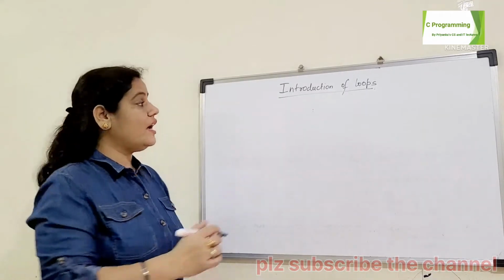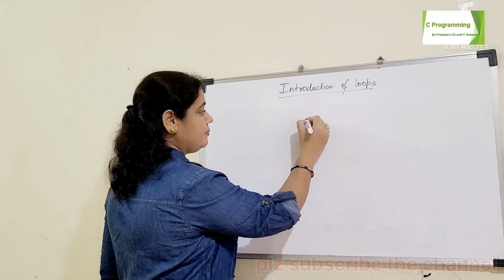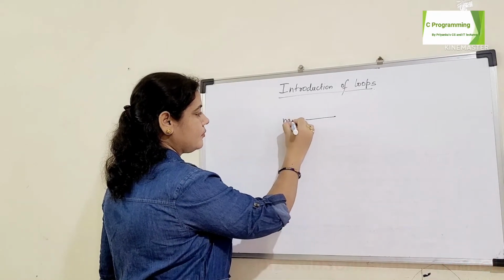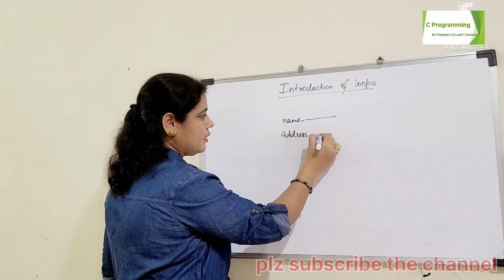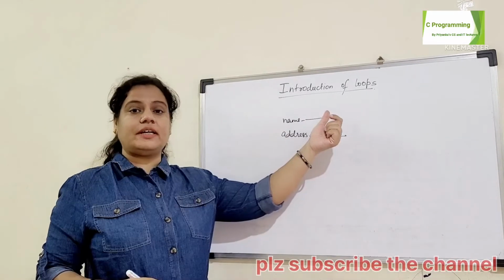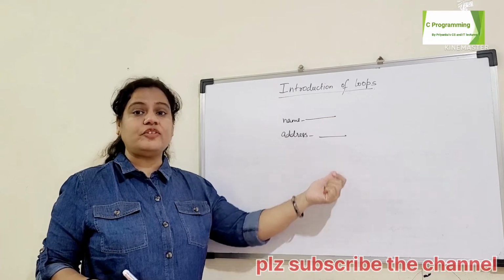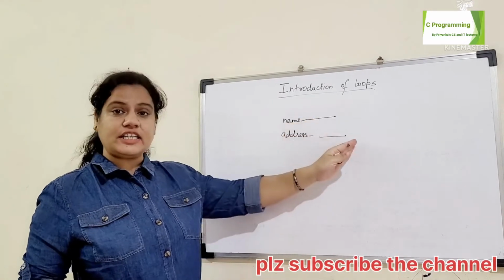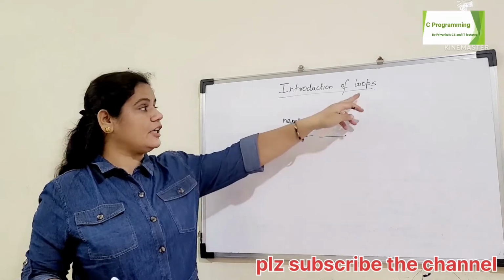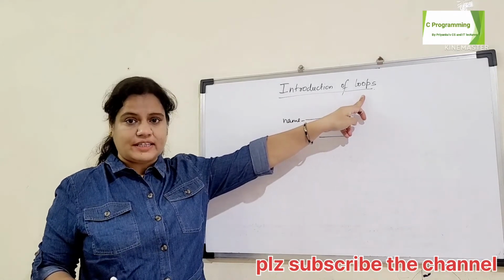Next, suppose here is my name and here is my address. As per requirement, I want to print my name and address 50 times in my program. Then instead of writing these two things again and again, with the help of loop I can write.